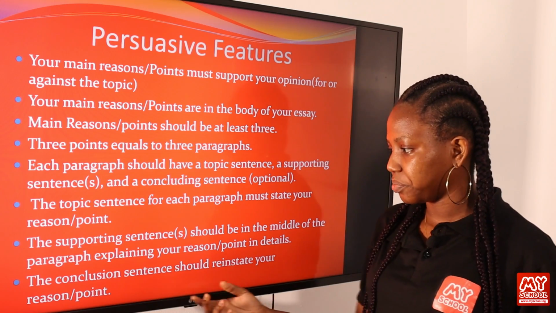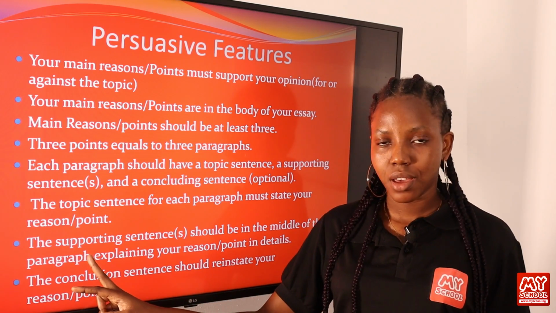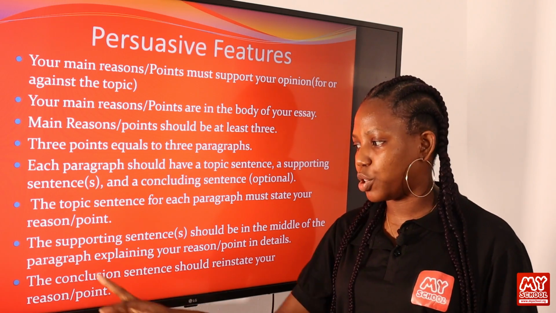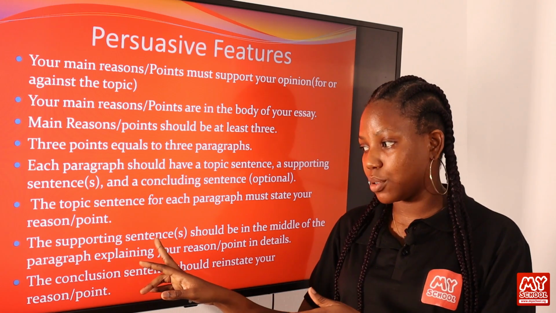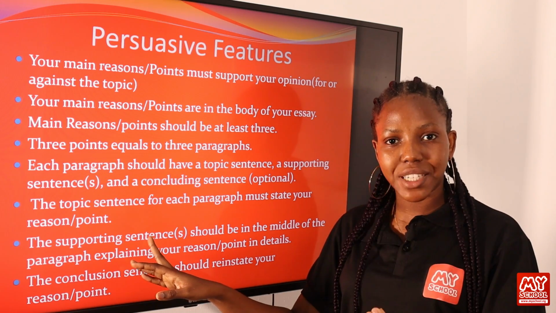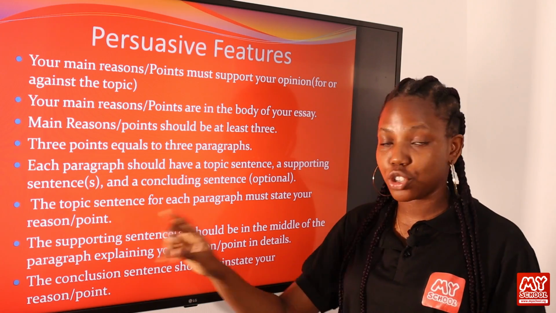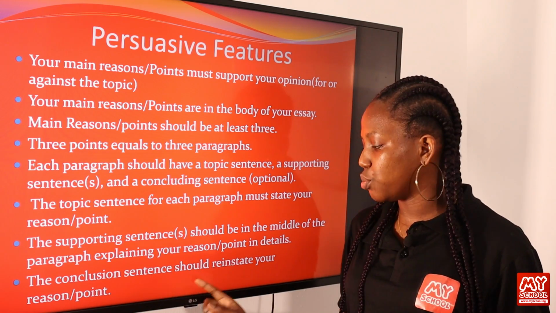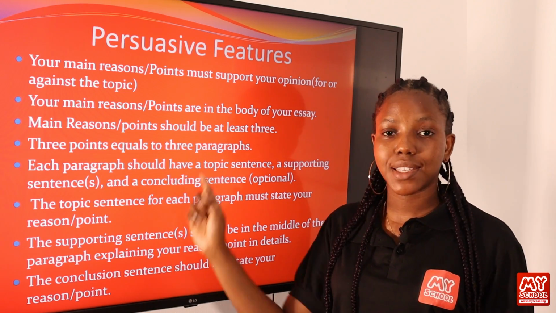Okay, so the supporting sentence or sentences should be in the middle of the paragraph. So that's what it means by middle paragraph. Your details should be in the middle paragraph, and those details will be your supporting sentence. You can have 10 sentences just serving as your details, or your supporting sentence. It could be explanation, it could be examples, it could be your evidence or facts. It could have more than 2 for your supporting sentence, while your topic sentence should just be 1 sentence. Then your concluding sentence also should be 1, which is to reinstate your reason or your point that you've mentioned in your topic sentence. So you are saying it again.